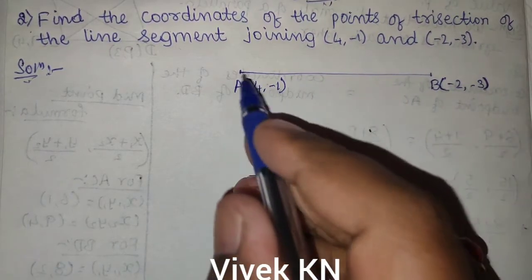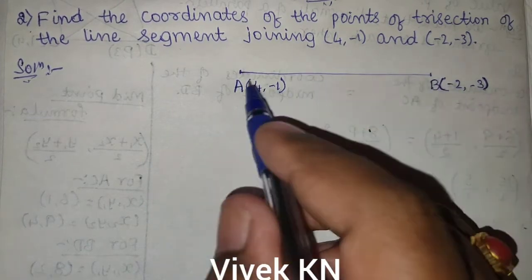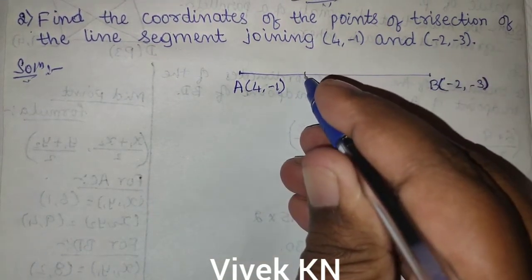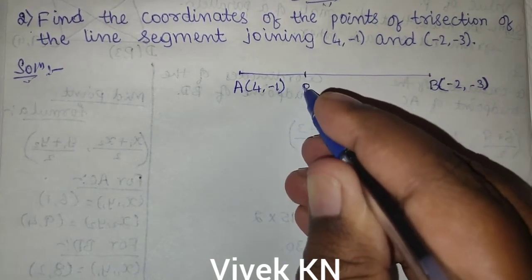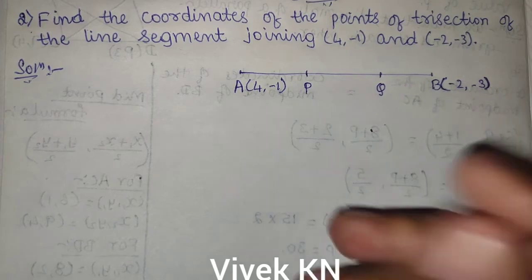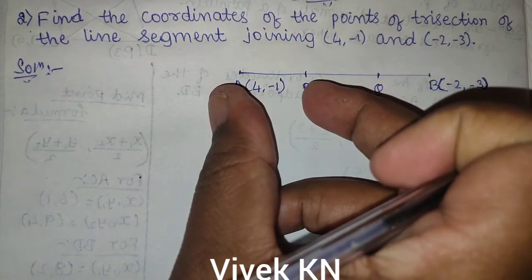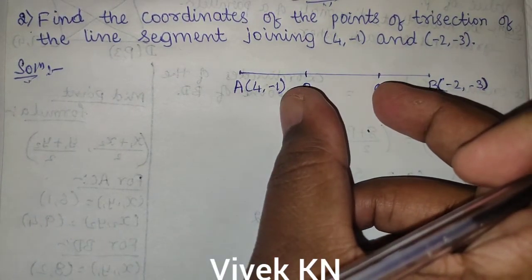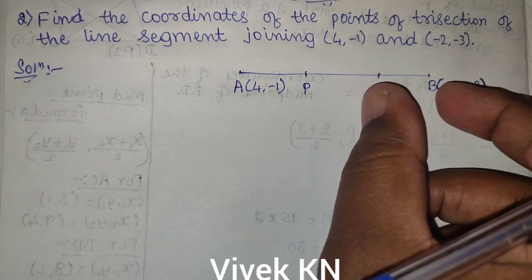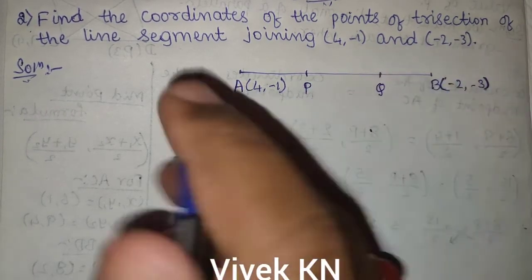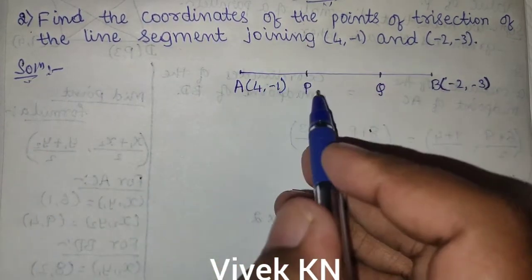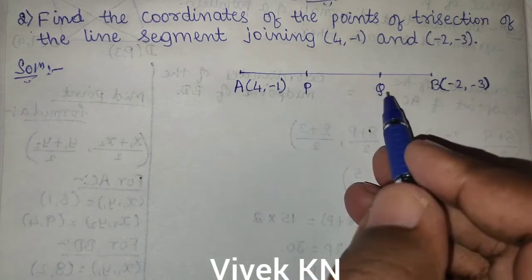Now we have to divide the line segment AB into 3 equal parts. So this is point P and this is point Q. Here AP is the first part, PQ is the second part and this QB is the third part. Okay, now in this question we have to find the coordinates of this point P and Q.